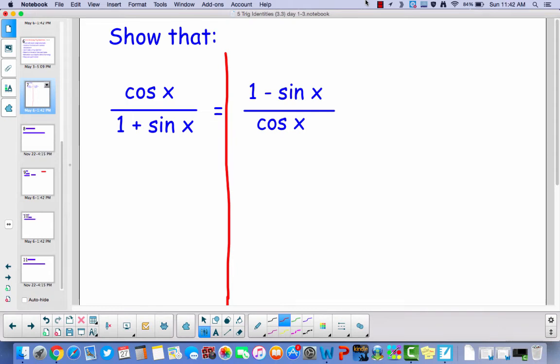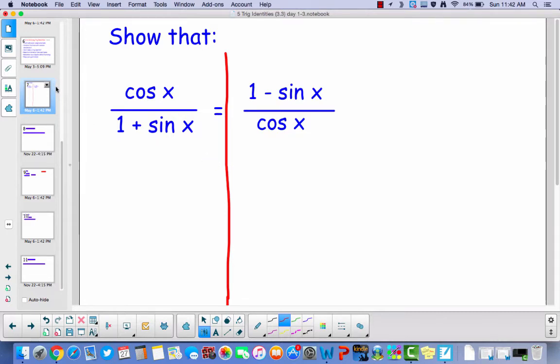All right, here's another example of verifying trig identities. Notice that this problem has two sides of the equation. Remember, we cannot work across the two sides. We are showing that these two things are equal, so we cannot assume.